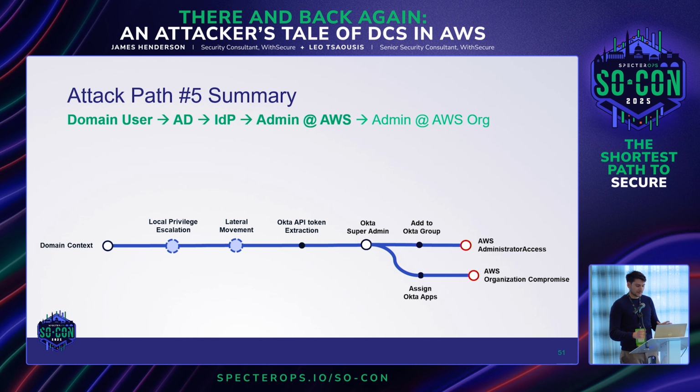So to summarize, in this path, we saw how by using traditional domain-based privilege escalation and lateral movement techniques to compromise the identity provider sync box, one can compromise the entire cloud identity plane and eventually own the AWS tenant and all the resources within. And maybe even get lucky and own the entire AWS organization. Who knows?